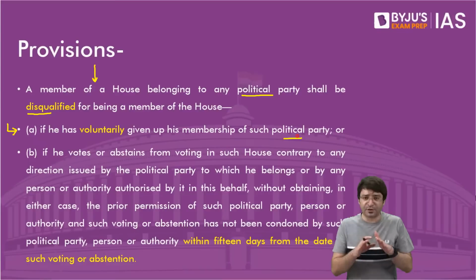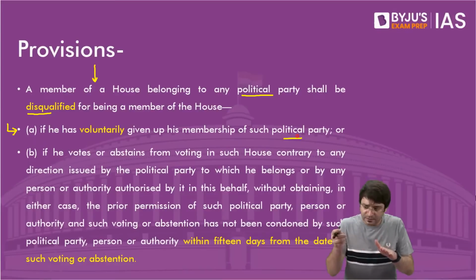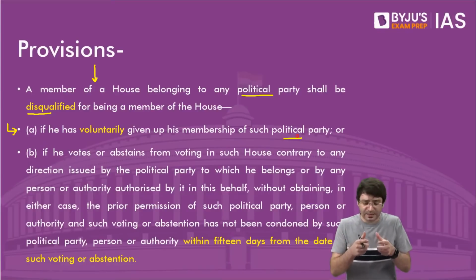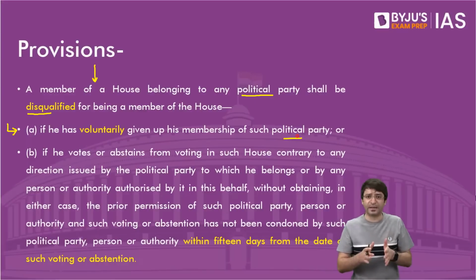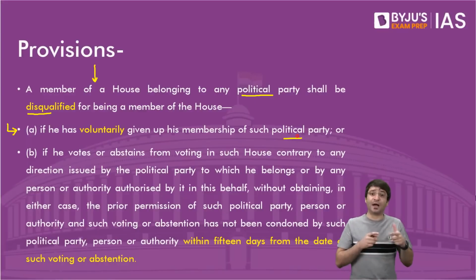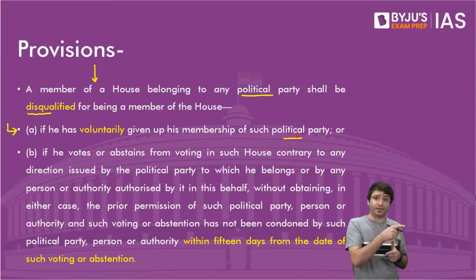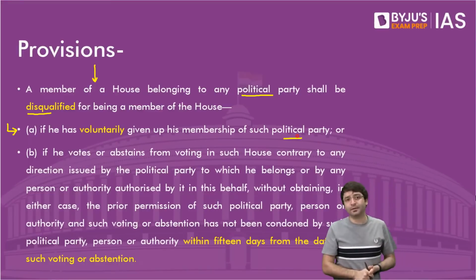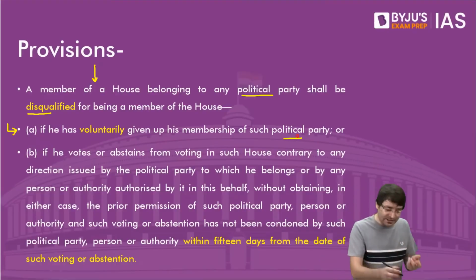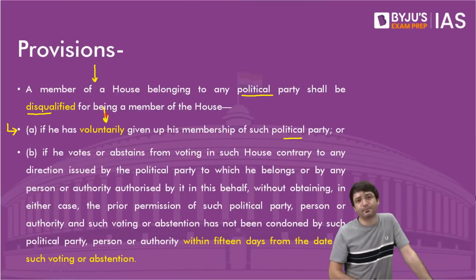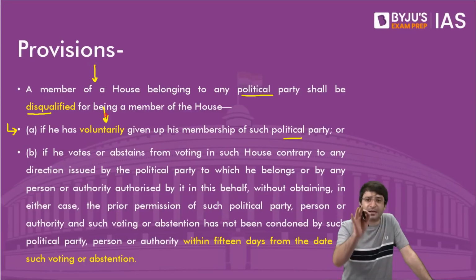I am part of the BJP. BJP gave me the ticket. I contested the election. I won the election. Now I am a member of a house, but I belong to a political party. I'm not an independent member. I belong to a political party. If I voluntarily resign from my party, I will be disqualified under anti-defection law.